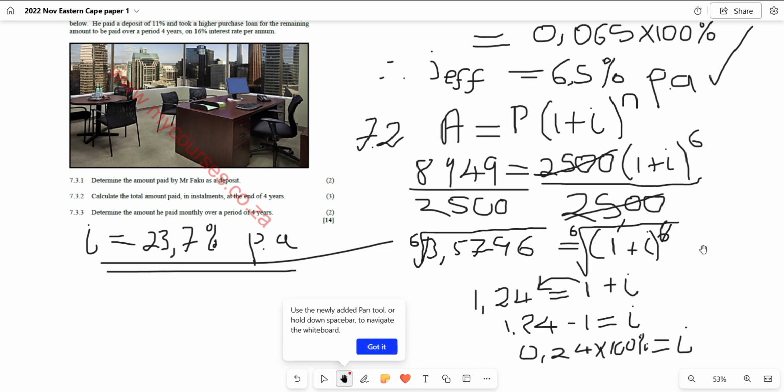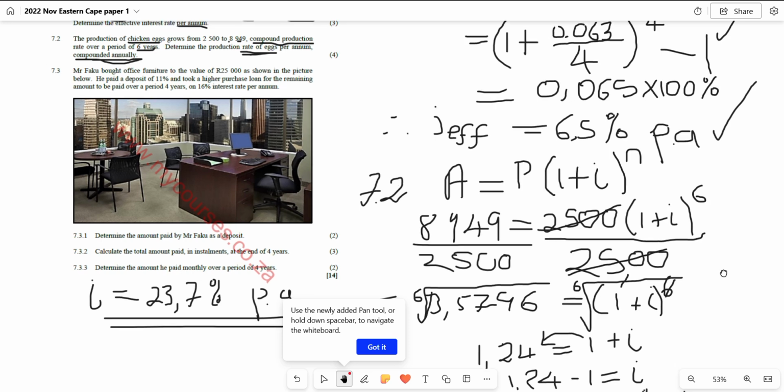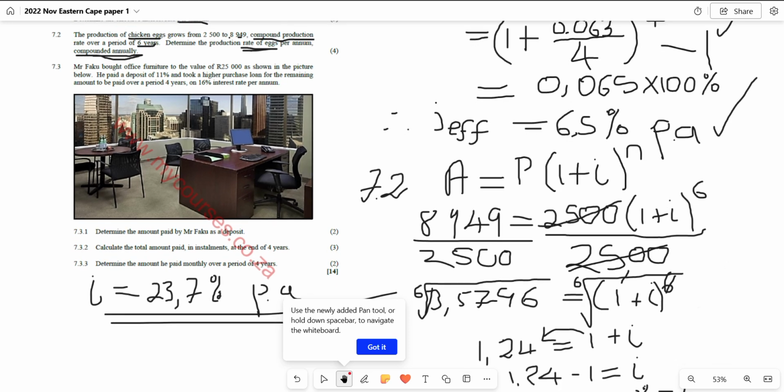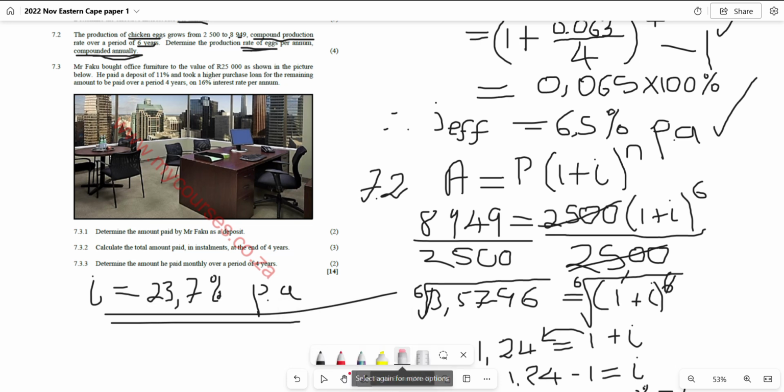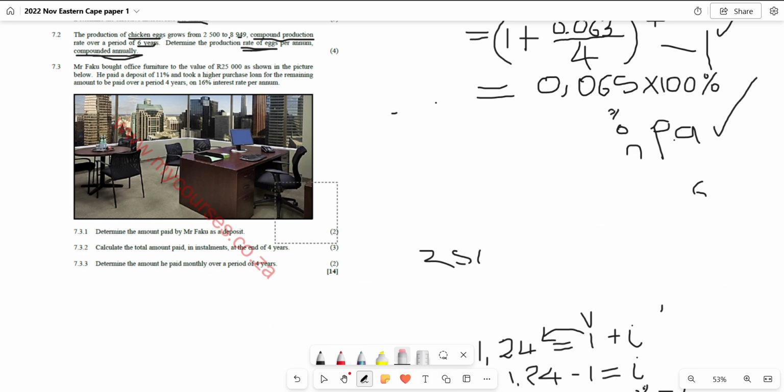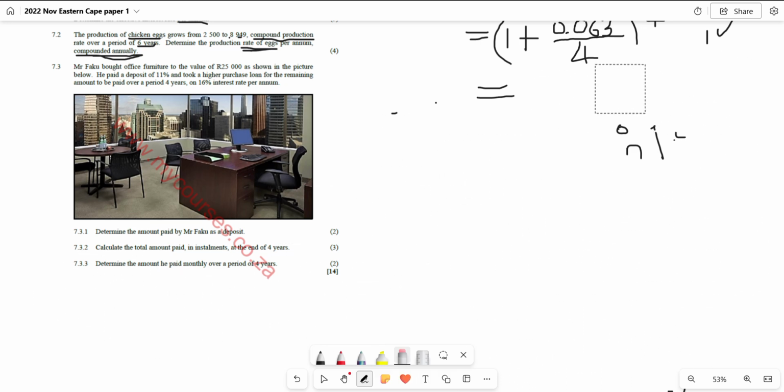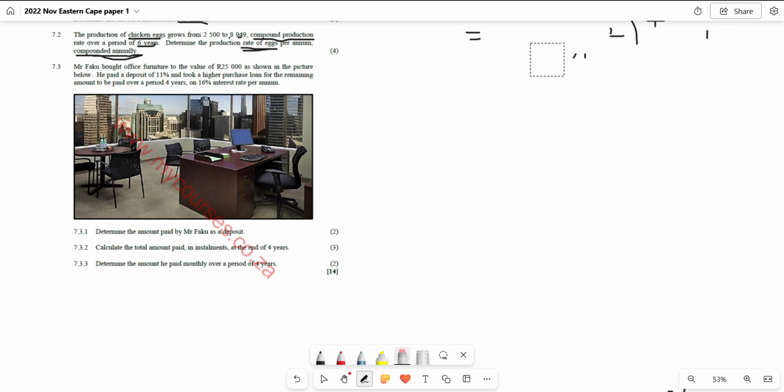Total mark allocation for this question, it will be 4 marks there. That is that about 7.1 and 7.2. Let us create some space so that we are able to indulge the last question. Last question, 7.3.1.